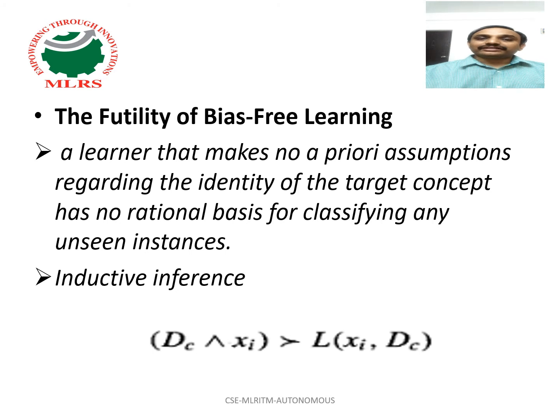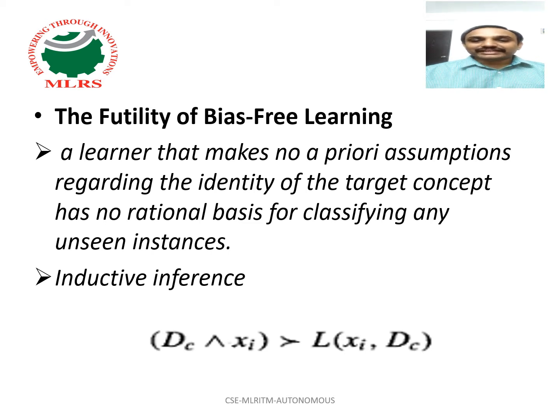Here that one is represented as DC conjunction xi infers L of xi comma DC. Here L is the algorithm you are using. Xi is the new instance. You have to check whether that instance gives a positive result or negative result. Then what is this DC? That is the learning outcome of given examples.